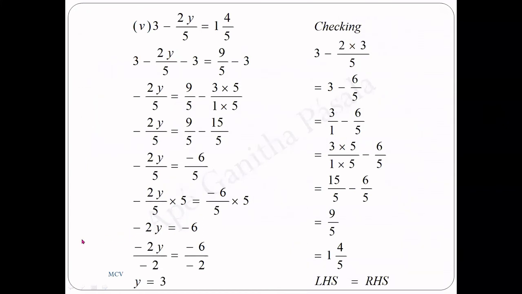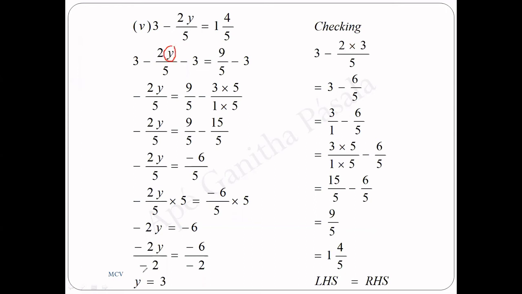Now let's see this problem of the exercise. 3 minus 2y over 5 equals 1 and 4 over 5. This is the equation. You want to find the value of y. You have to find the value of y.